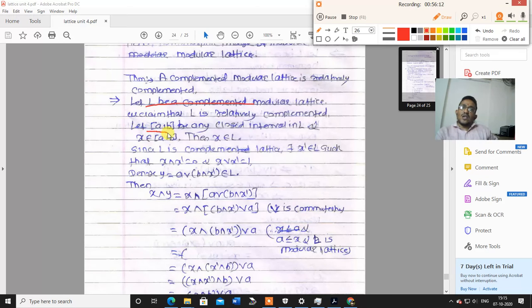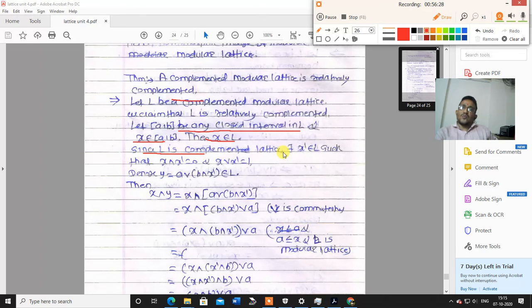Let closed interval AB be any closed interval in the lattice L, and X is an element of the closed interval AB. Then X is also an element of L. What is L? L is complemented.